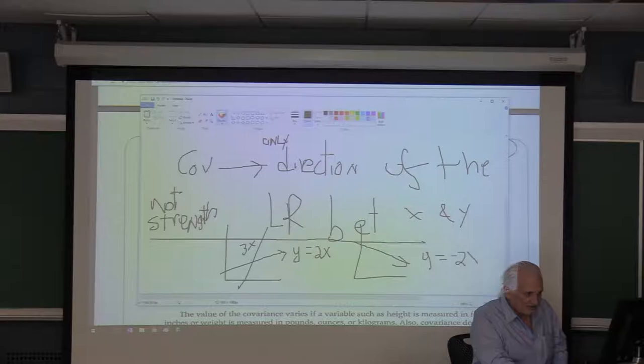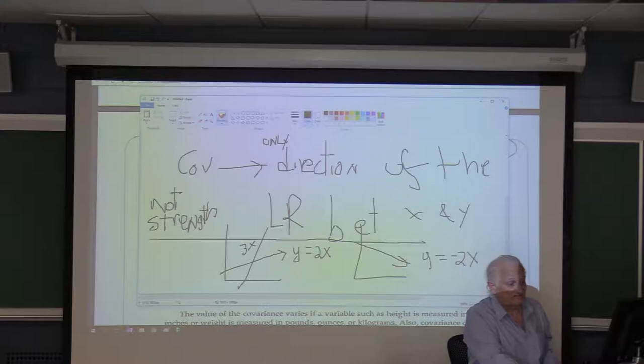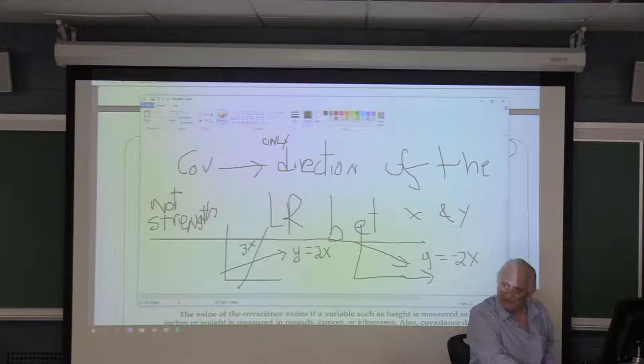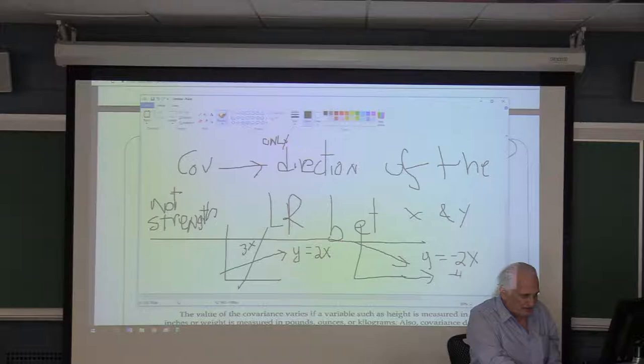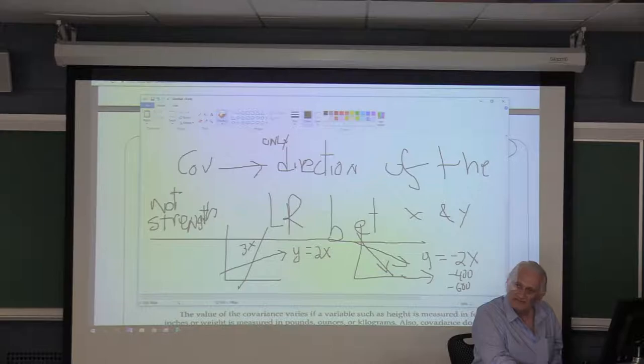And covariance may be... so if the line goes like this, this says as x increases, what happens to y? Decreases. So if the covariance is negative 400, and then it becomes negative 600, what this is saying is that this line will become even steeper. You understand?